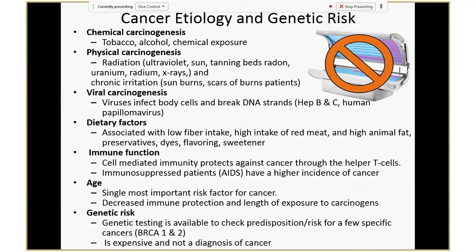Genetics: there have been some genetic studies showing that breast cancer and ovarian cancer, types of women's cancers, have been linked to genetics. There are some genes that you can test for, and if they have those mutations early in life, we can suspect that they might have a higher risk for breast cancer or ovarian cancer. This is not done very commonly. It is very expensive, and it's not a diagnosis of cancer. It's just a higher risk because you have that mutation.